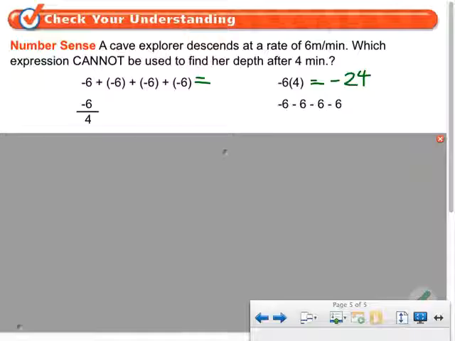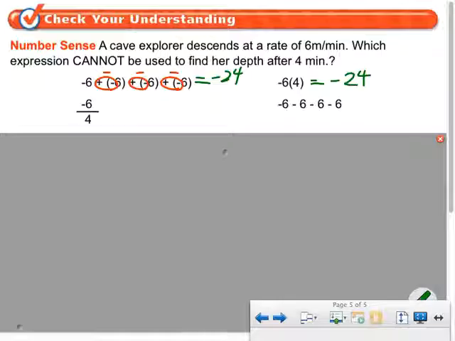All of these double signs can be written as a negative, right? These can be rewritten, right? So it's -6, -6, -6, -6. What's -6 minus 6? -6 more, -6 more. What's that going to be? It's going to be -24 again.